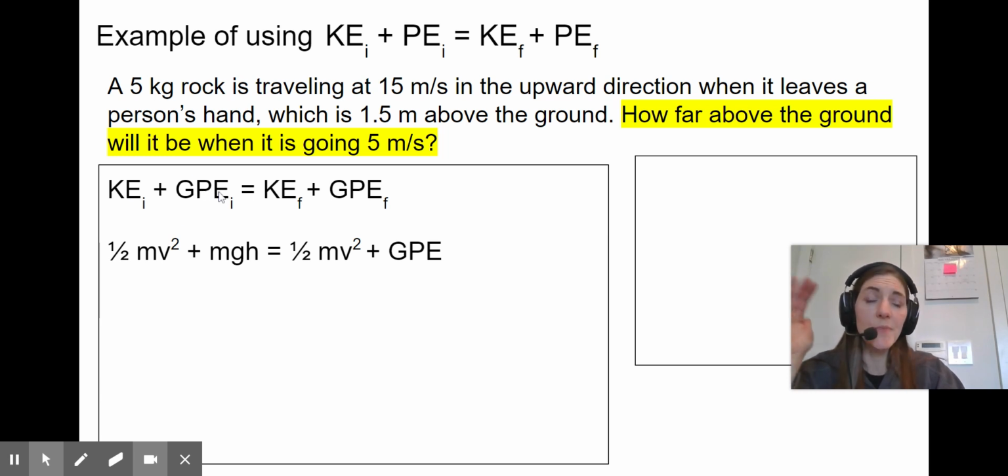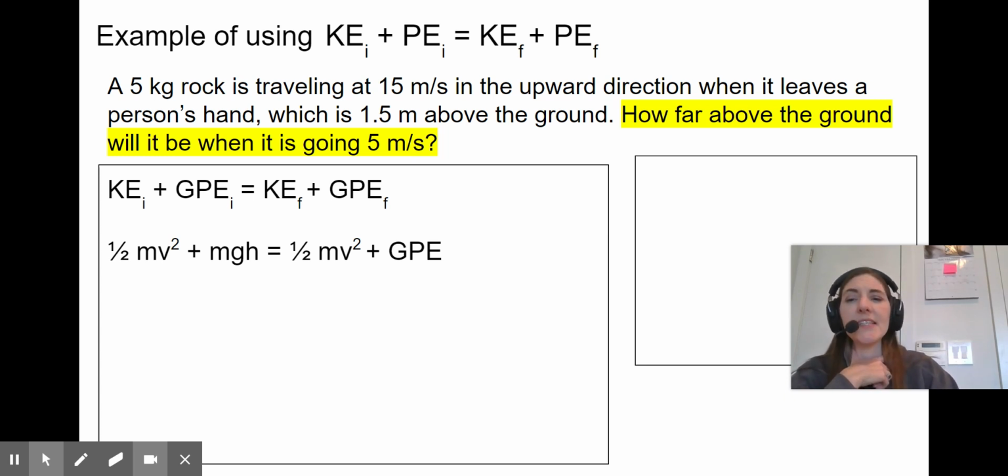I can find those because I have that information in my problem. I have a mass, 5 kilograms. I have an initial velocity, 15 meters per second. I also have, for potential energy, the mass. G is 10 meters per second squared, and height is 1.5 meters above the ground. I also have my KE final. That is going to be, I have a velocity squared, 5 meters per second.